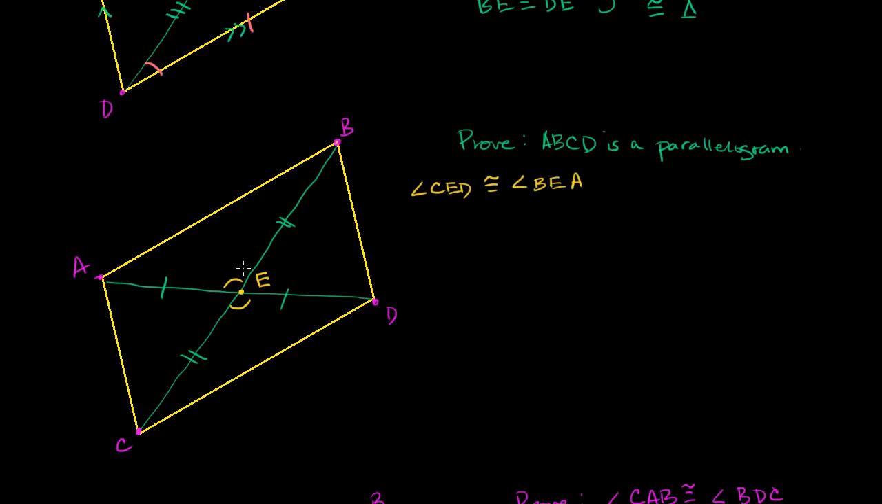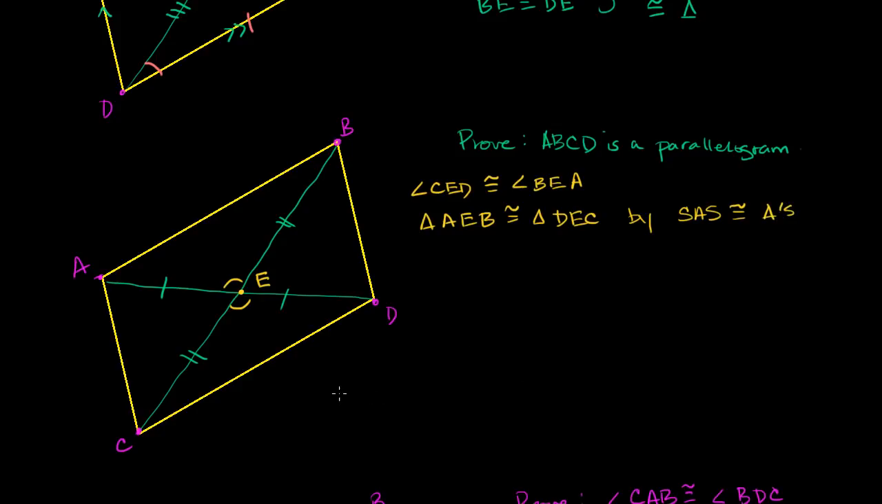Well, that shows us that these two triangles are congruent, because we have corresponding sides that are congruent, an angle in between, and then another side. So we now know that triangle AEB is congruent to triangle DEC by side angle side congruency, by SAS congruent triangles.